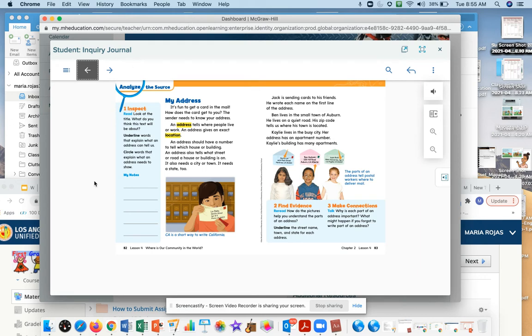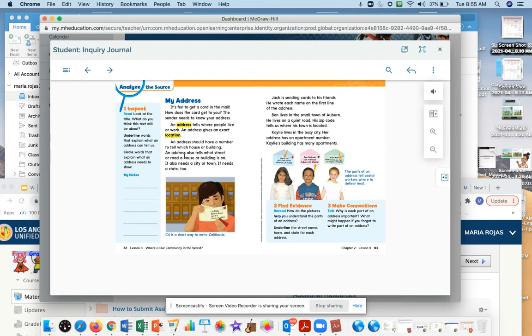Okay, so let's go ahead and read it. My address. It's fun to get a card in the mail. How does a card get to you? The sender needs to know your address. An address tells where people live or work. An address gives an exact location. An address should have a number to tell which house or building. An address should also tell us what street or road the house or building is on. It also needs a city or a town. It needs a state too.